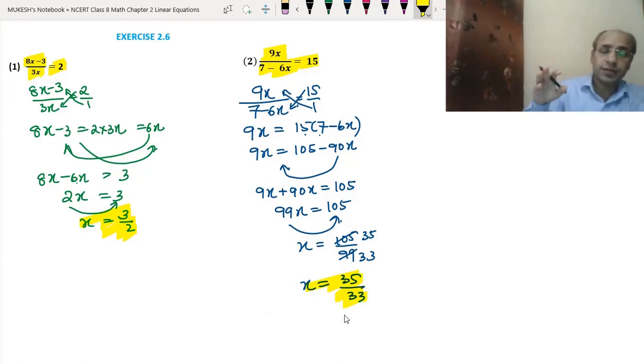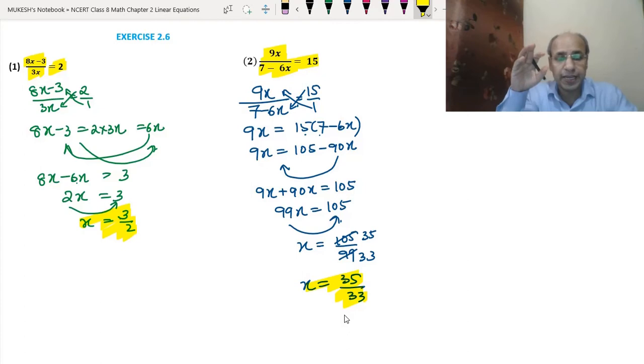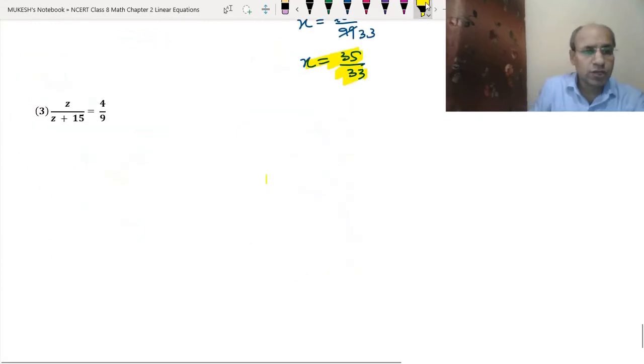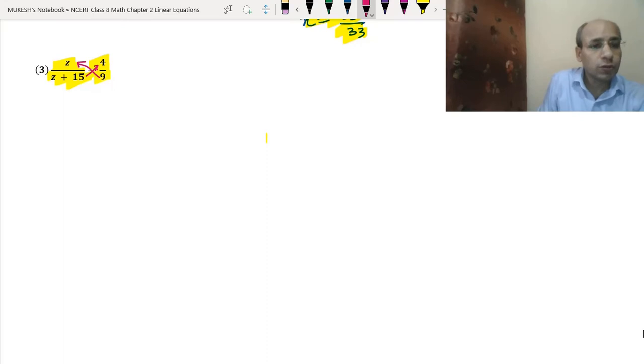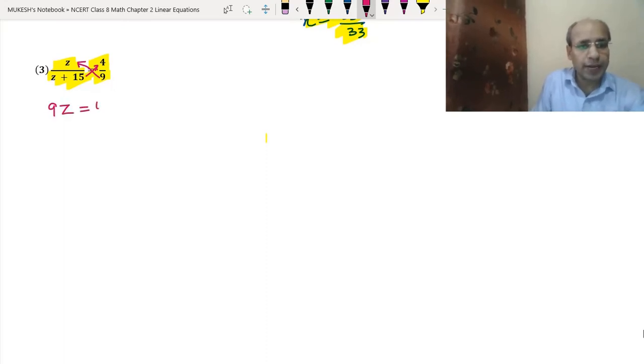So what we have done is just cross multiplying and then opening the brackets, and then we can do this question. Okay. Now let's do the third question. So now the third question, we have z upon z plus 15 equals to 4 upon 9. So again here also, we will just cross multiply them. We will multiply 9 with the z and we will multiply 4 with the z plus 15. Okay. So 9 into z means 9z equals 4 bracket z plus 15.